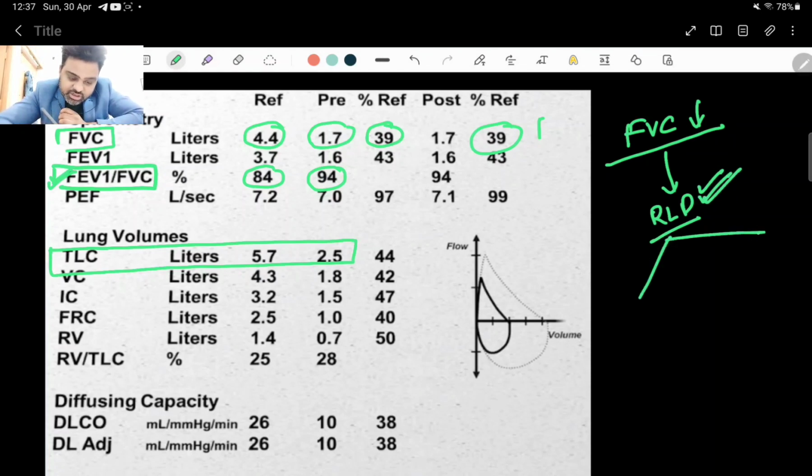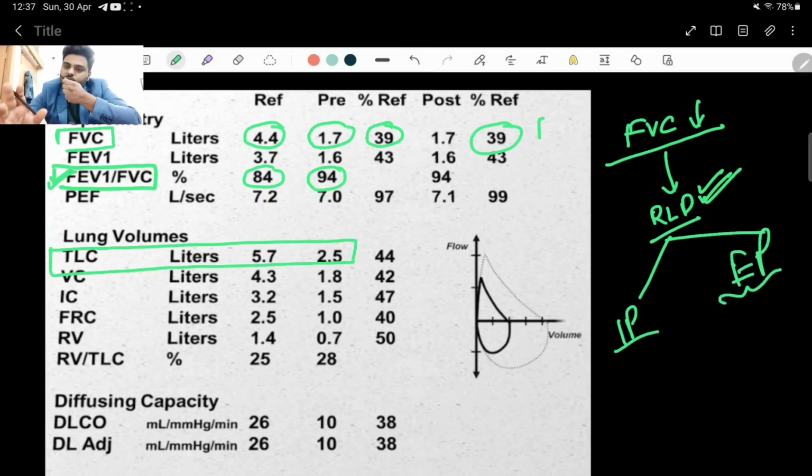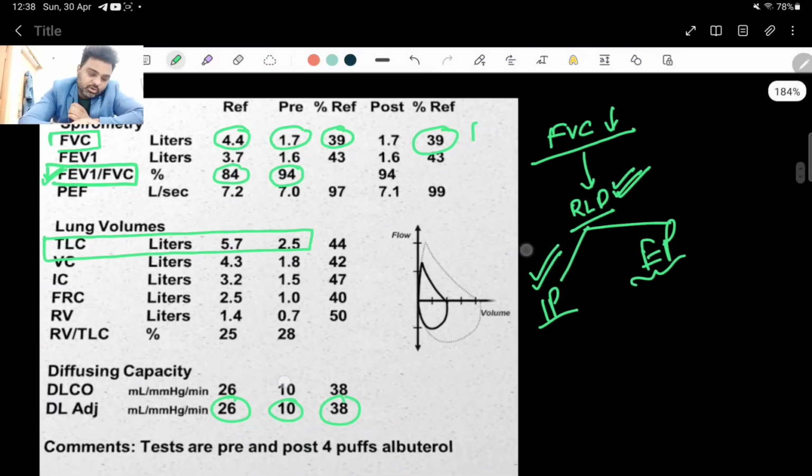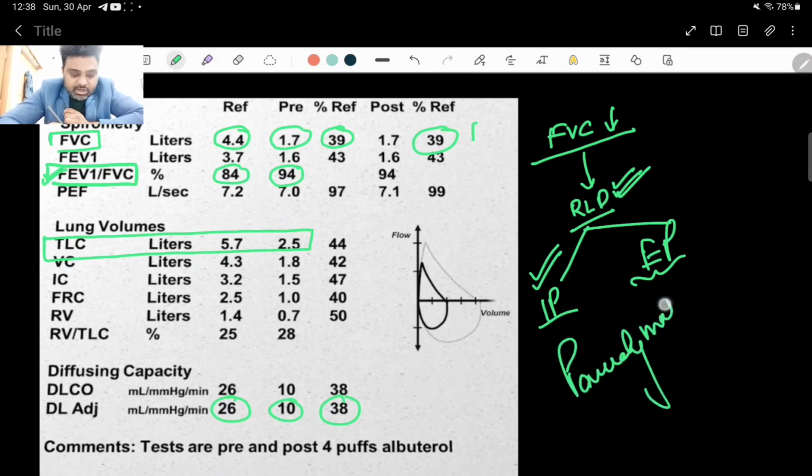Now we have to differentiate whether it is an intraparenchymal or extraparenchymal restrictive lung disease. For that we can do two things. One is DLCO, so here you see DLCO. DLCO is decreased, 38%. That means DLCO is decreased, and DLCO is decreased in intrinsic, that is parenchymal, restrictive lung disease. So from this we can say that this patient can have a parenchymal restrictive lung disease.